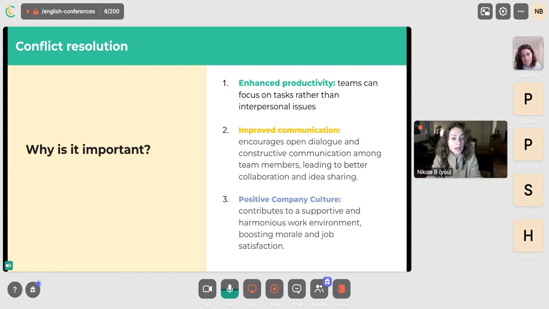Third, you want to have a positive company culture, which means you want to have a supportive, harmonious work environment, and you want people to be happier in their jobs, which means that there's better morale, there's more job satisfaction, people want to stay longer with your company, and they want to progress and they want to work better in their teams. Okay?